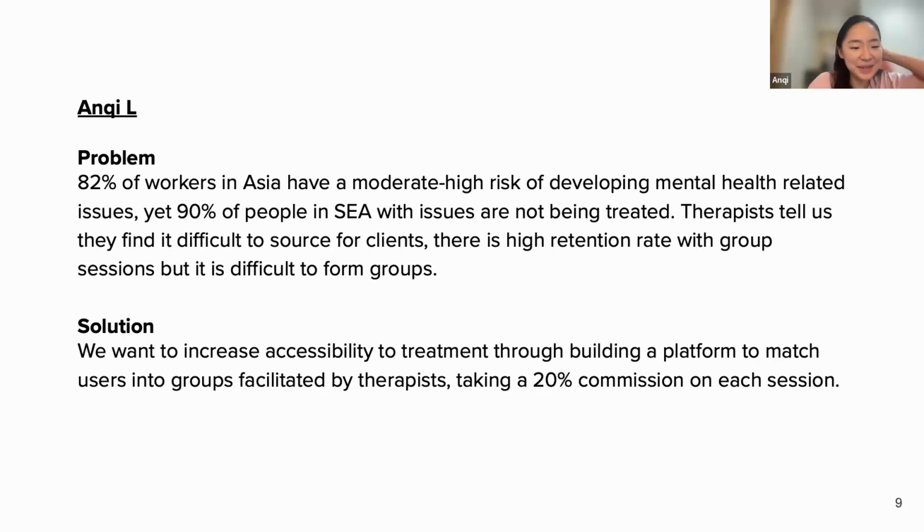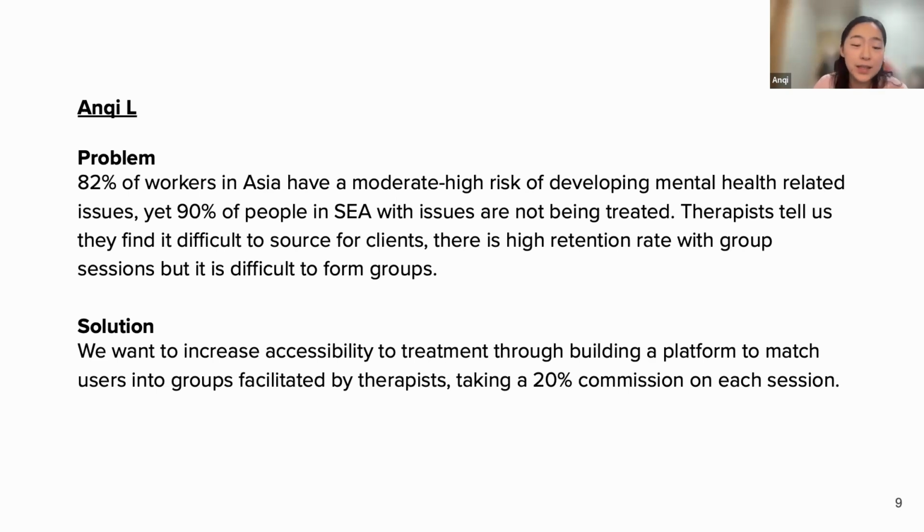Hi. Yeah, so our problem is this area that we realize is kind of hard, so mental health. The issue, as you can see from the stats, is that a lot of people are at risk of mental health issues, and now people are more aware of it and of going for treatment as well. However, in Southeast Asia, at least, there's still a very large treatment gap of up to like 90% of people, and that's potentially hundreds of millions of people.